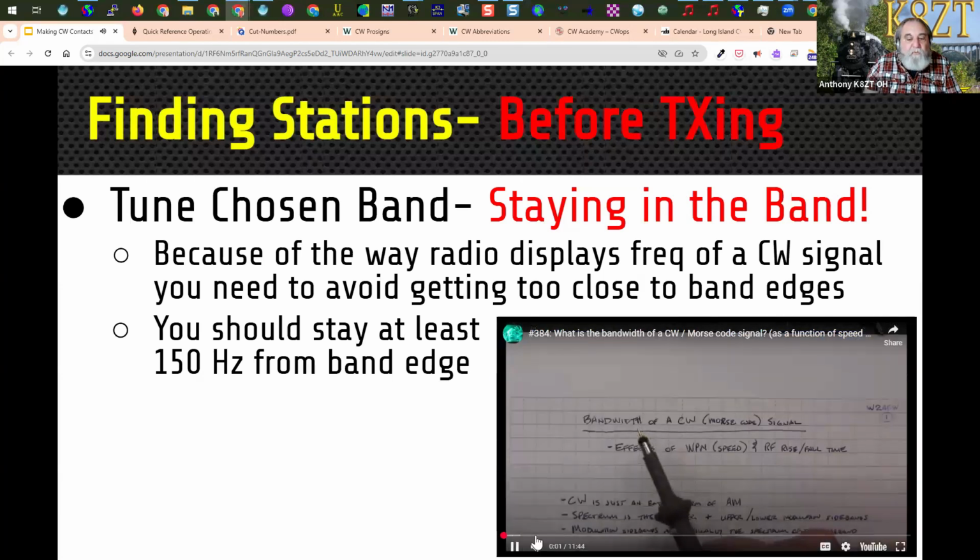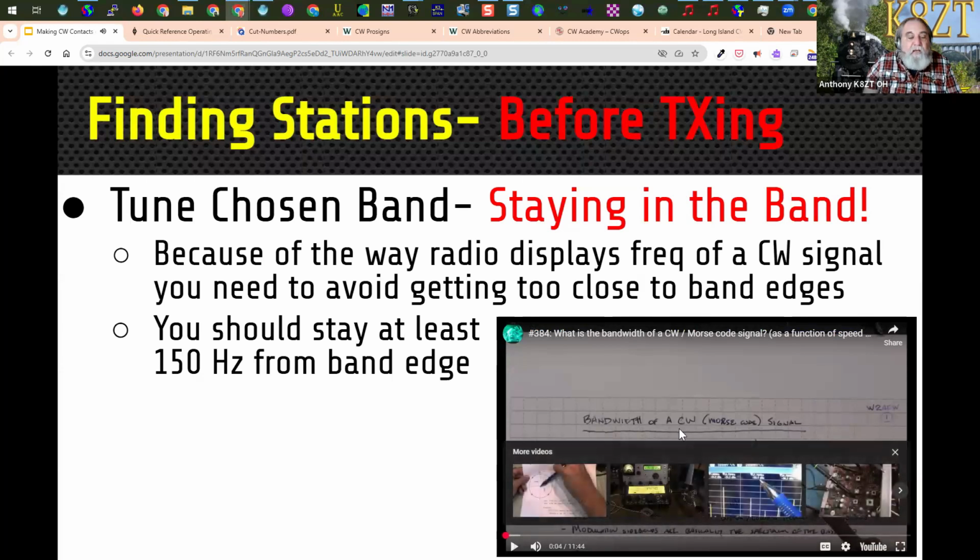In today's video, we're going to take a look at the occupied bandwidth of a CW, or Morse code. But the main thing I want to mention is the speed of your signal also affects the width of your signal.